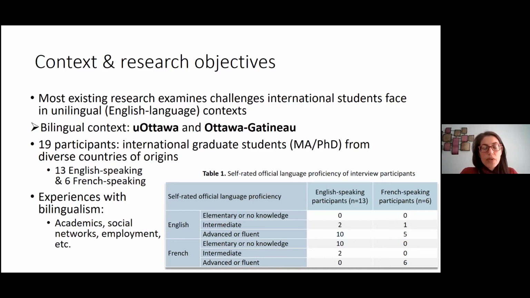And this is to break away from most current research, which tends to focus on specific groups of students, specifically Chinese and Indian, as my colleagues suggested earlier. So we were able to interview 19 participants, 13 who had English as their first official language, and 6 who had French. Among the French-speaking students, generally, they were pretty much bilingual. They were comfortable speaking in English. But among the English-speaking participants, very few of them knew French, and many of them weren't quite aware the University of Ottawa was bilingual, that the region was bilingual, and therefore their experiences were very varied depending on where they were from. And we looked at their experiences of bilingualism with regard to their academic program, their social networks on campus and off campus, employment, and so on. So next slide.